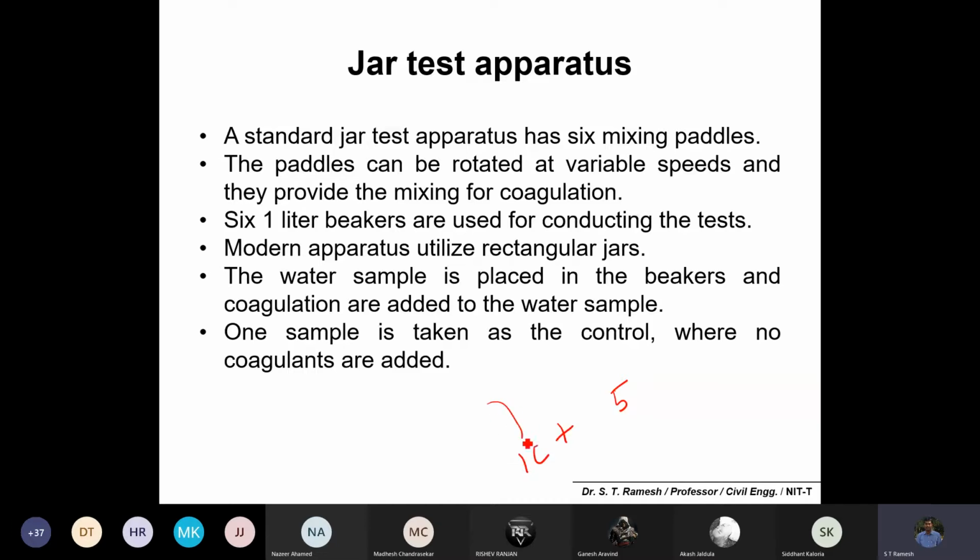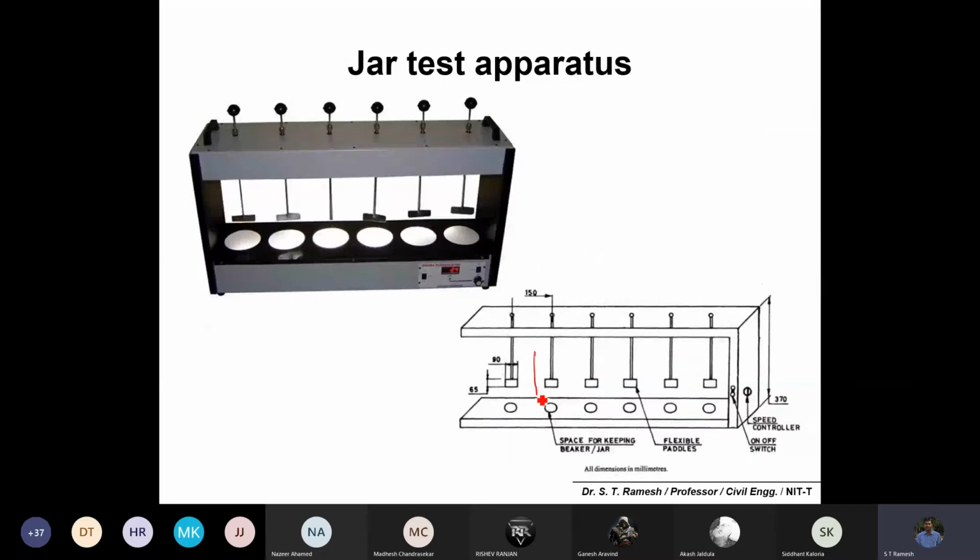The sample may have turbidity, so your objective is to remove those colloids. Take 1 control without any coagulants, and for the other 5, you may not know what range of dose to apply, so you can go for random trial methods. In this example, you could start with 1 milligram, 2 milligram, 3, 4, and 5 milligram. You place the paddles exactly in the middle of the beaker so that the dispersion may be uniform.